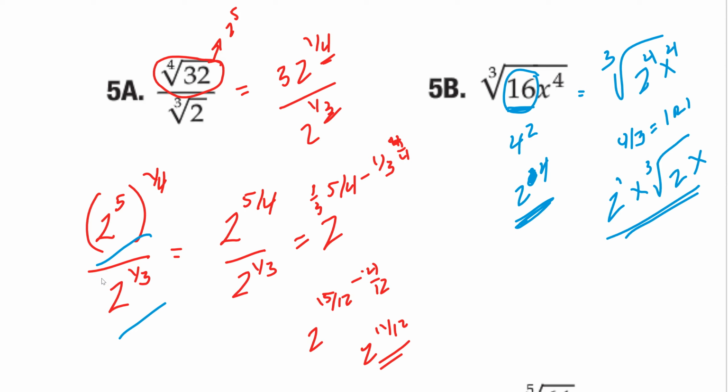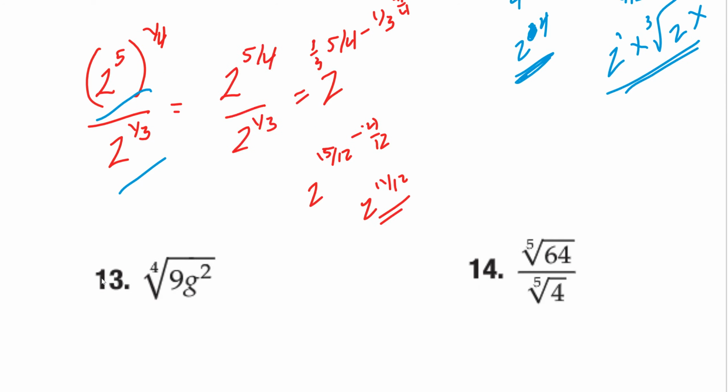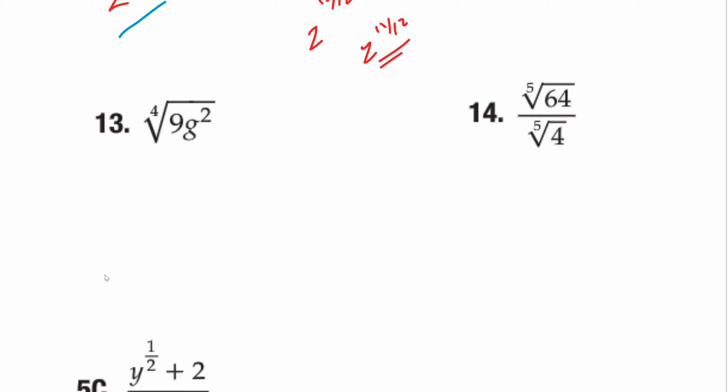That's what they want for that one. Again, all this is kind of a preview to next chapter. Let's rewrite this one. 9, the same thing as 3 squared, g squared, all to the 1/4 power, or 4th root. So we're going to multiply it out.